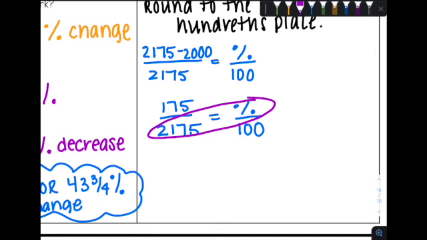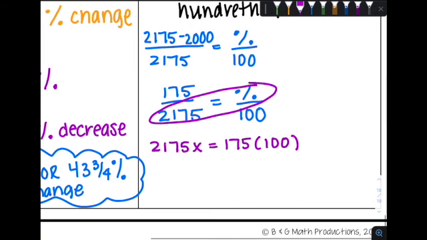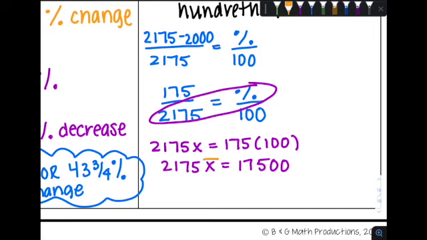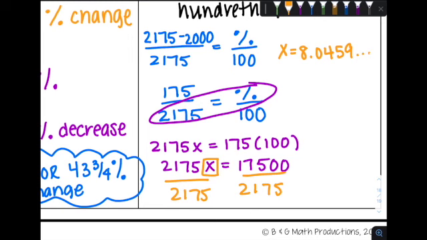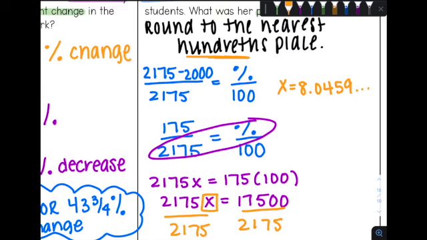I'm cross multiplying. So I have 2175 times x equals 175 times 100. Not 1,000, it's 100. I get 2,175x equals 17,500. And again, I want to isolate my variable, so I'm going to divide both sides by 2175. My variable is going to equal 8.0459... And again, I want to round to my nearest hundredths place.